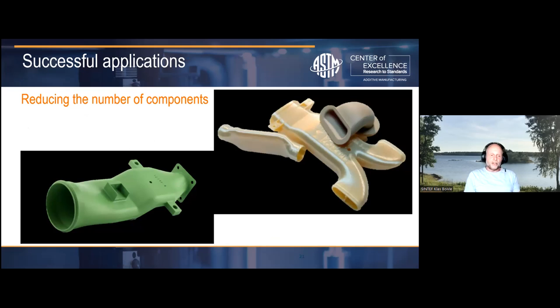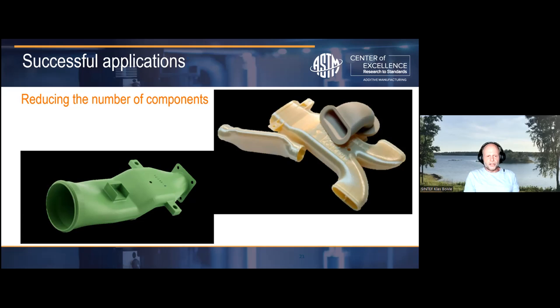For example, the aerospace industry, Boeing was very early. I can't guarantee that these pictures are from Boeing, but they show the same type of product. It's simply air ducts for ventilation in commercial airplanes. As you see, if these had been injection molded, it would be quite complex tools. They would probably need to be made in more parts.